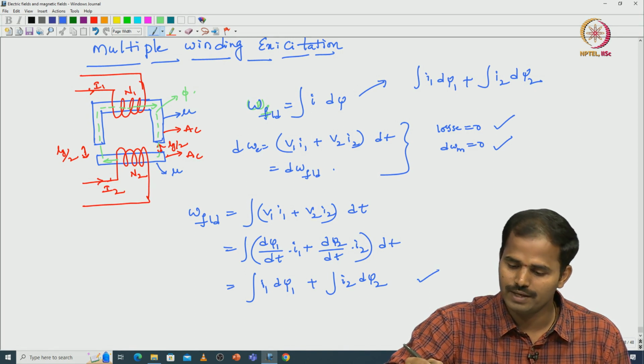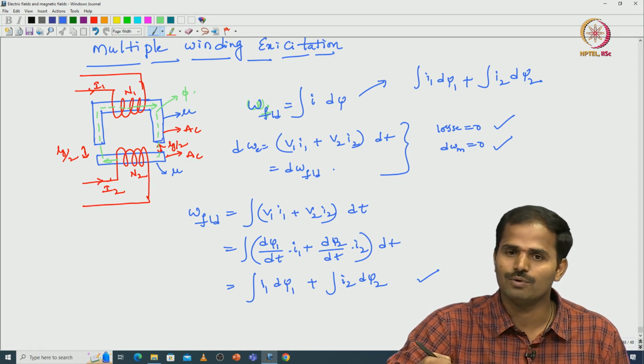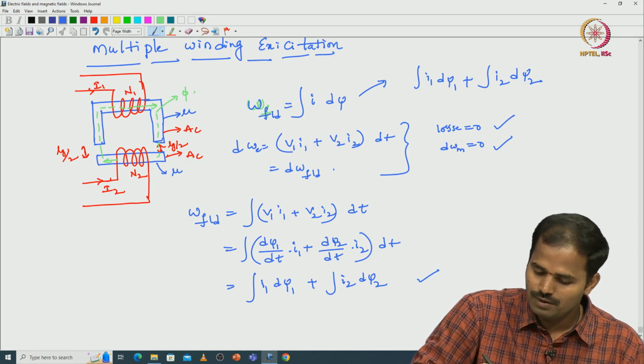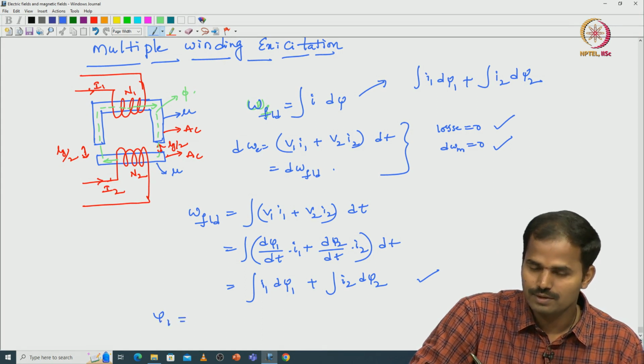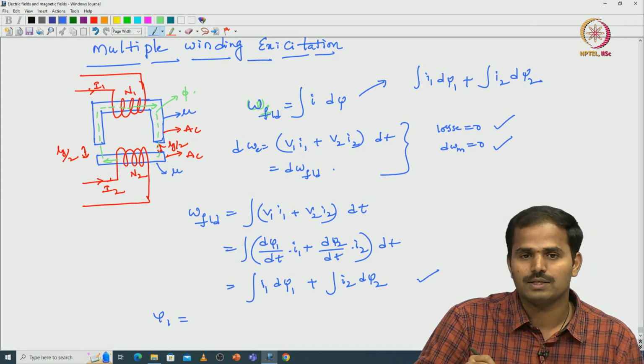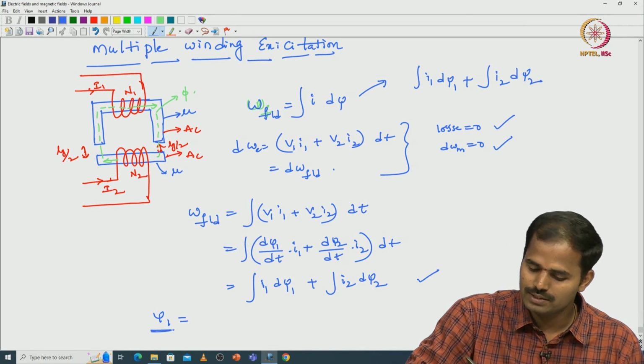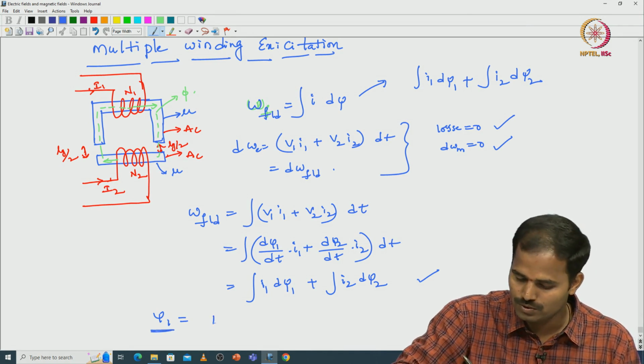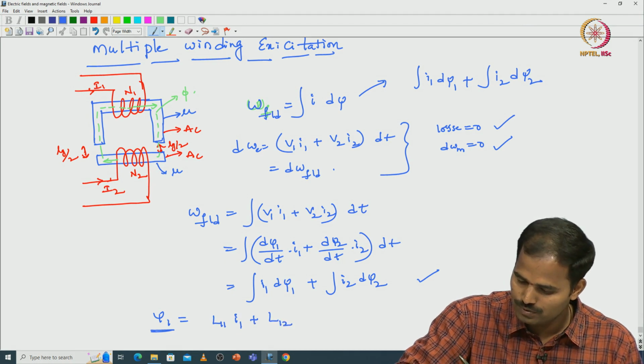Once we know the field energy, then we can find the force equation. But here what are the flux linkages? In the last lecture we derived that the flux linkage psi 1 equals L11 I1 plus L12 I2.